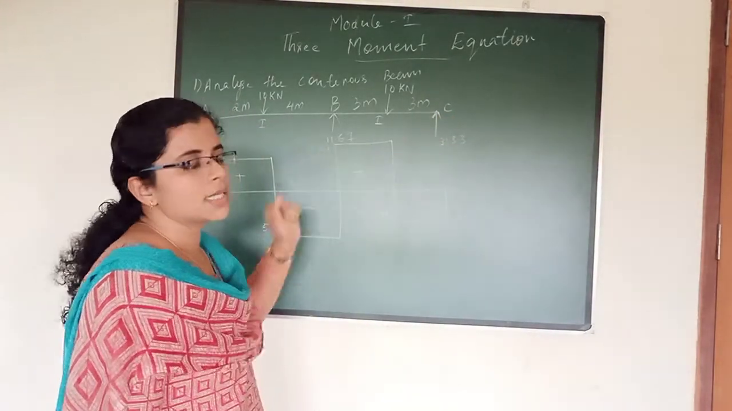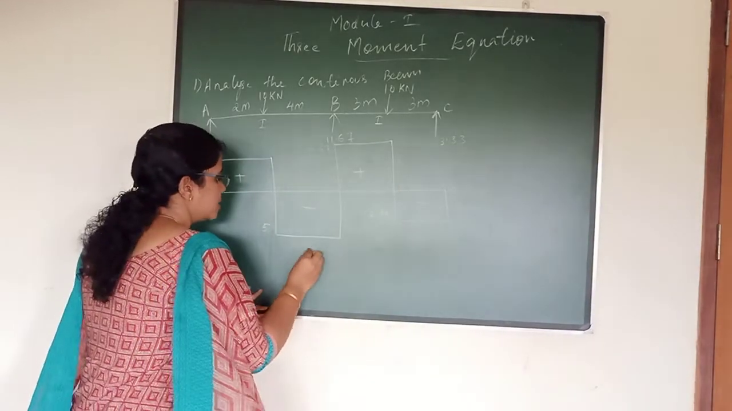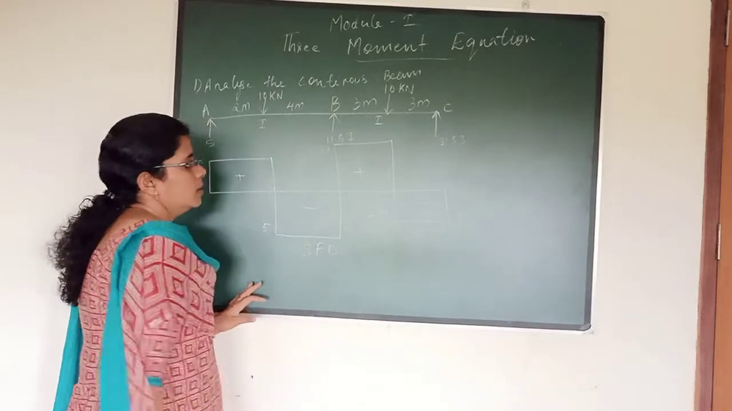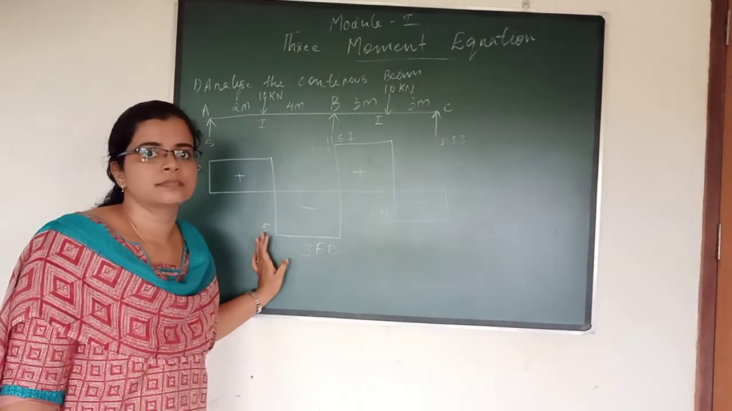So if the reactions we obtained are correct, or the problem we have done is correct, the diagram will close at zero. And this is the shear force diagram. So like this we are doing the problem for the fixed moment equation. Okay, thank you.